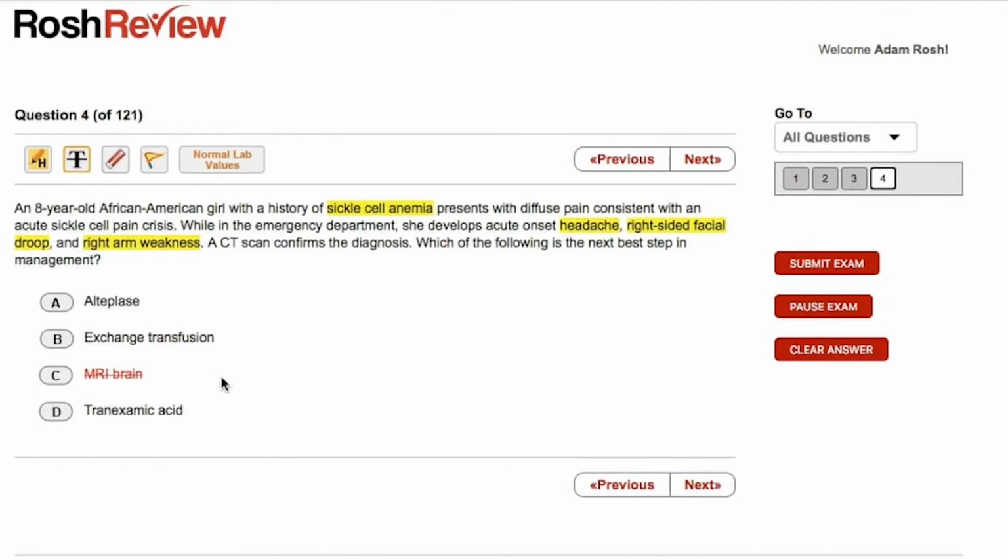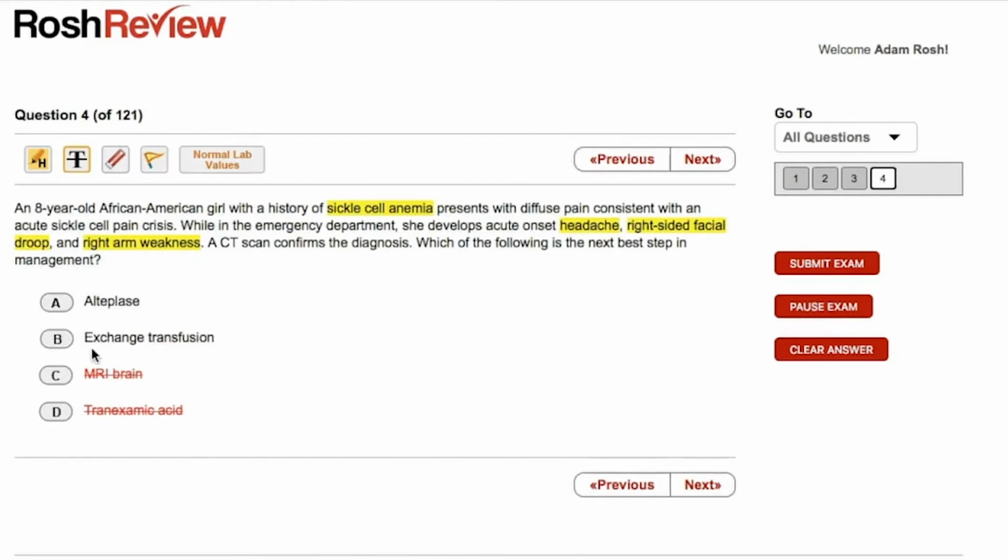Tranexamic acid is an anti-fibrinolytic agent. So it's used in the management of hemorrhage, and we do not believe that we have hemorrhage at this point. So I am going to X that out as well. That leaves us with 2 answer choices here.